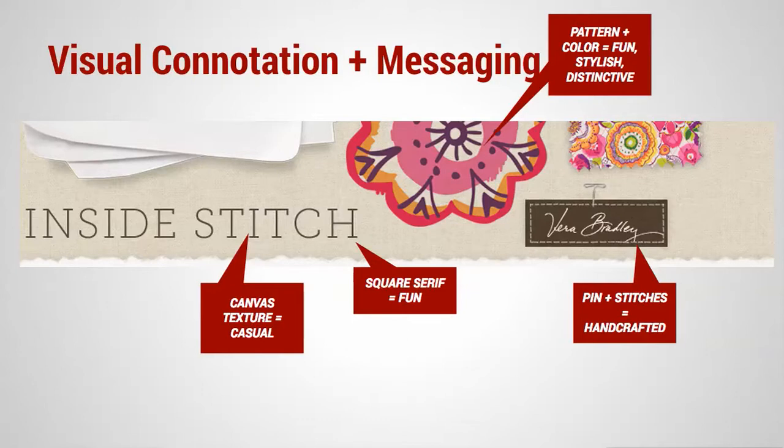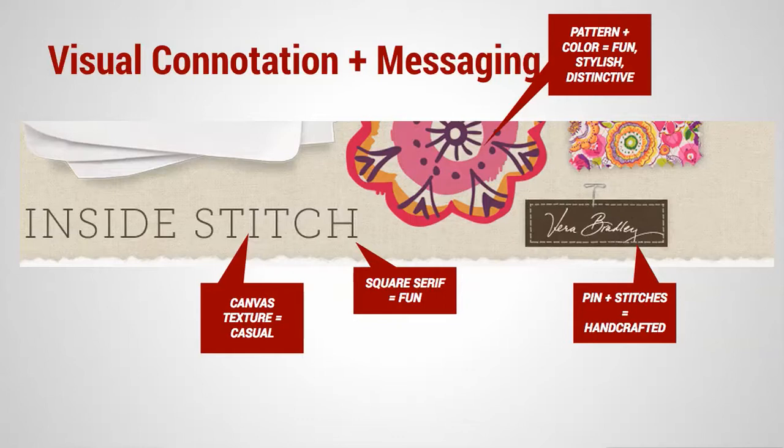We have the logo placed on this sort of, you can buy these at the fabric store. They're like little labels that you can put your name on that you can sew into your handmade clothes. They look like little label tags for clothes, and it's pinned and it's stitched, and that gives the sense that this is handcrafted by a person, which again, we kind of assume Vera Bradley is running the show here, right? And so this gives it a very personable feel.